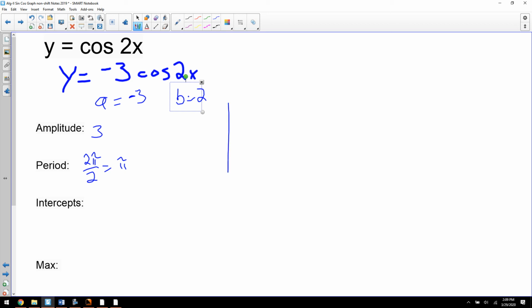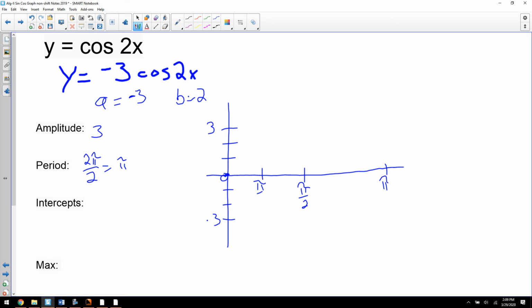So once again, draw a little graph. We know it's got to go up to 3. We know it has to go down to negative 3. We know that it starts at 0, and it ends at pi. And we just cut it in halves again. So this becomes pi over 2, and this becomes pi over 4. And as you're cutting it back, this is 1/4, this is 2/4, here's 3/4, because this is at 4/4.